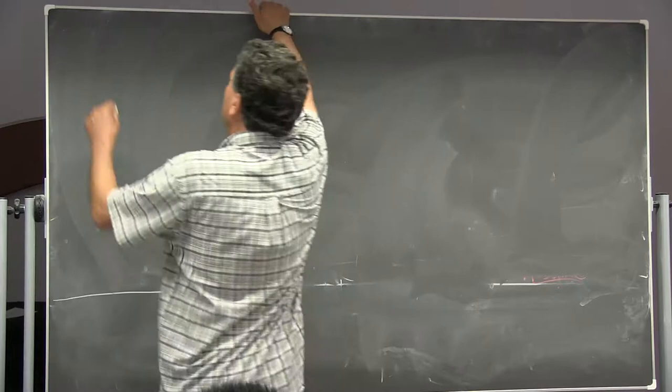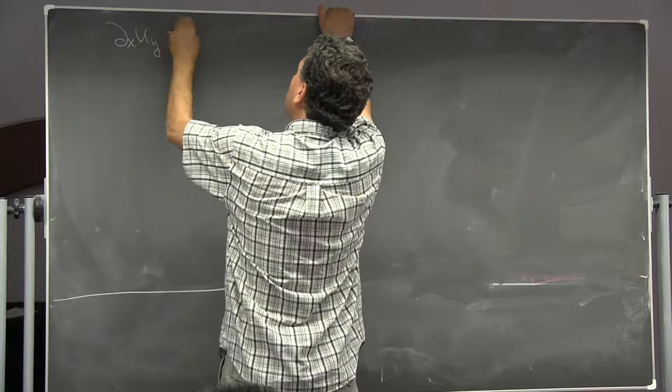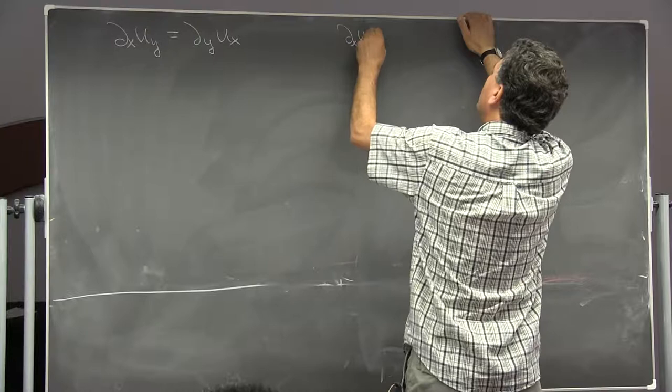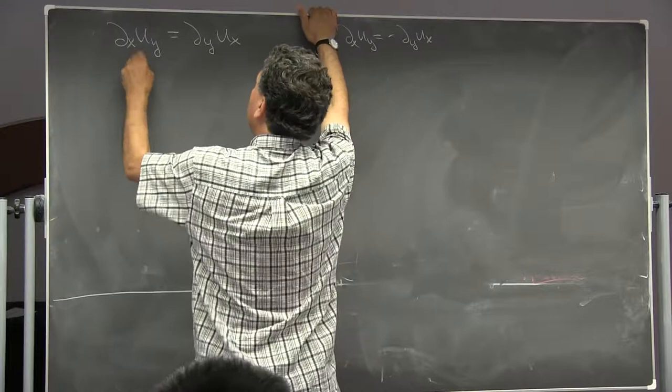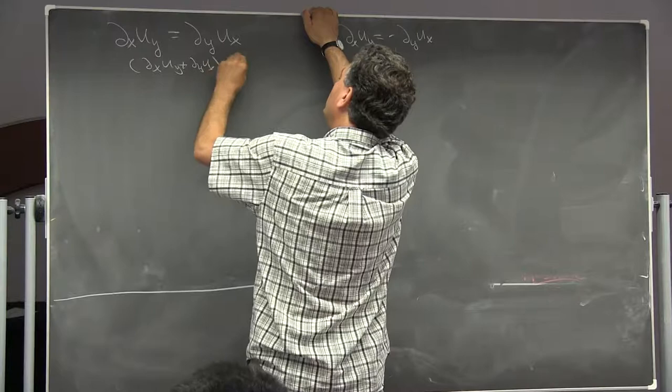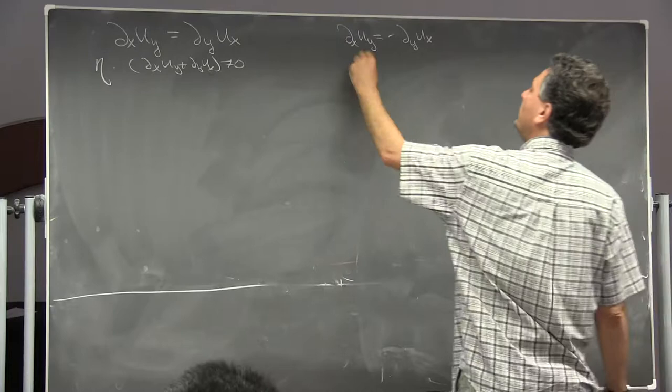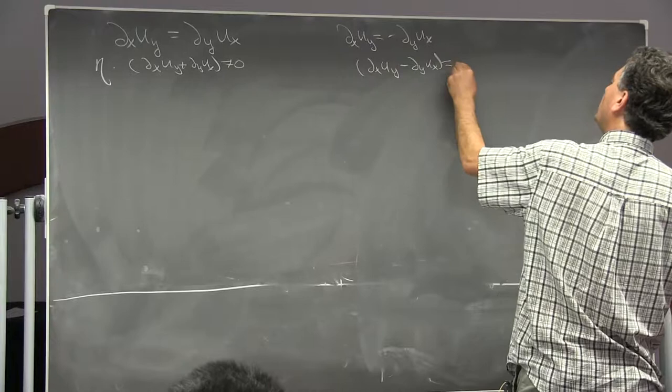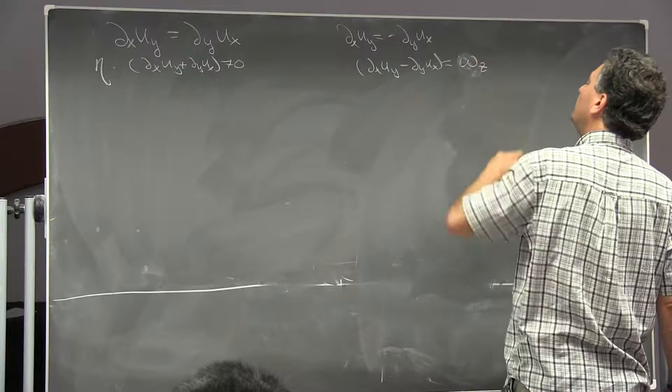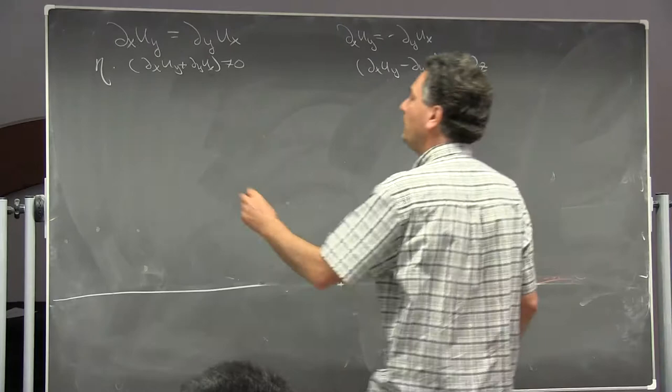So if I adopt for the moment the local rest frame, then we're talking, for instance, about what if del x u y is the same as del y u x, or what if del x u y is minus del y u x, so that del x u y plus del y u x is non-zero. This is the term which is appearing in the shear viscosity. And if they're opposite, then del x u y minus del y u x, which I can call omega z, little omega, is non-zero. This is the vorticity. So this is the shear flow. This is the vorticity.